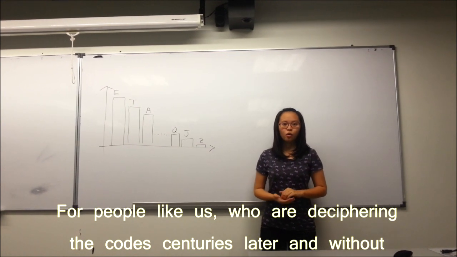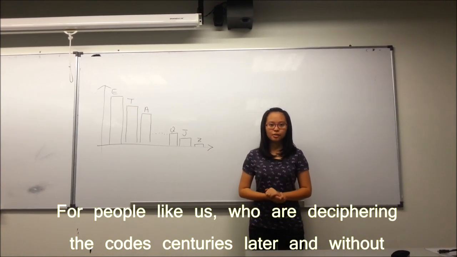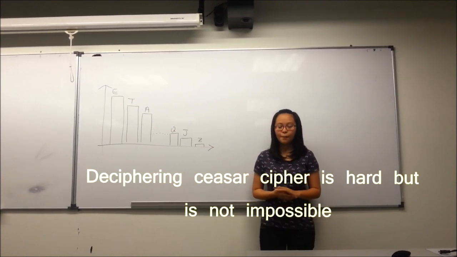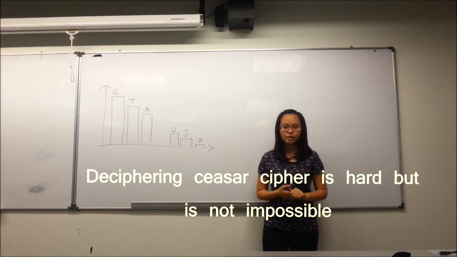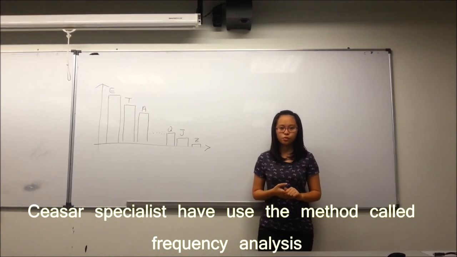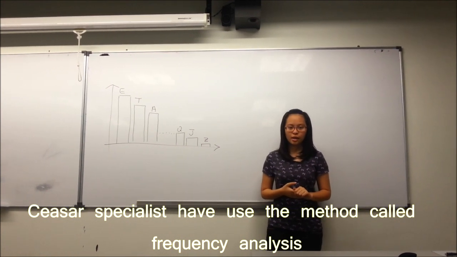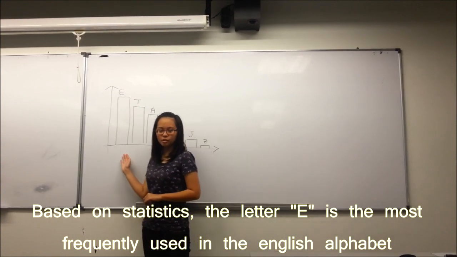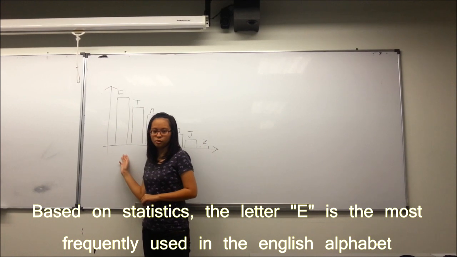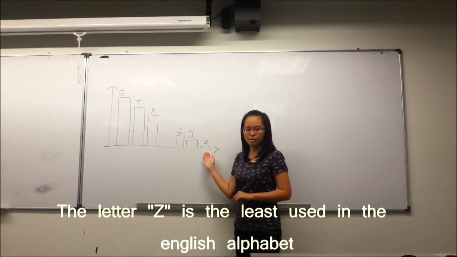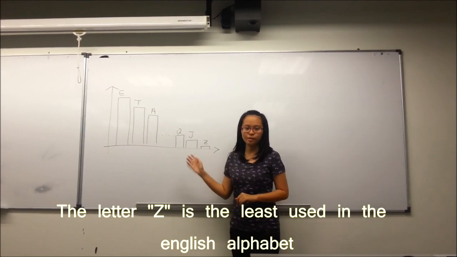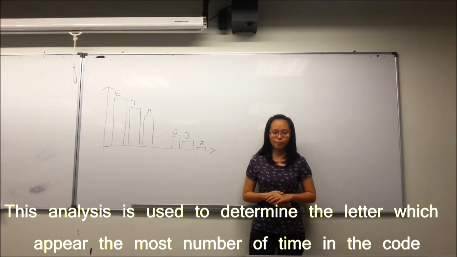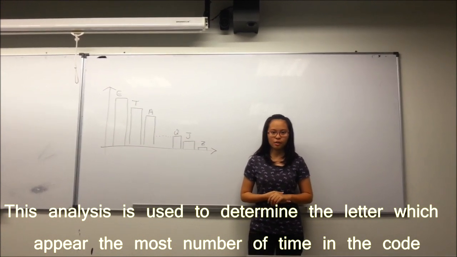For people like us who are deciphering the code centuries later and without knowing the shift key, deciphering Caesar cipher is hard, but it is not impossible. Caesar specialists have used a method called frequency analysis. Based on statistics, the letter E is the most frequently used in the English alphabet, and the letter Z is the least used. This analysis is used to determine the letter which appears the most number of times in the code.